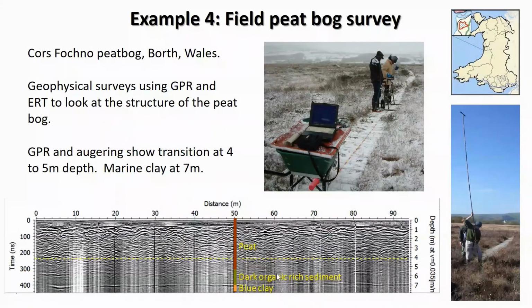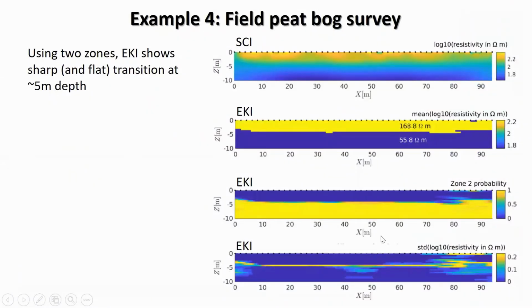So it's a much more uniform, heavily compacted, organic rich layer which sits on top of the clay. So we see this horizontal structure within our GPR profile, and that's being confirmed by augering within the site. But if we look at the resistivity responses, when we look at a smoothness constrained inversion on the top here, we see a gradual transition from a more resistive to a more conductive layer, as you'd expect from applying a smoothness constrained approach.